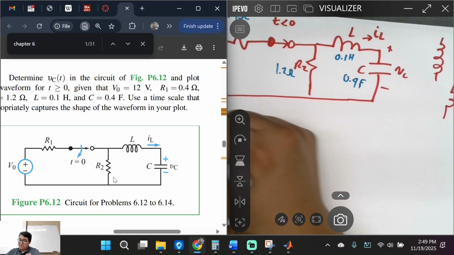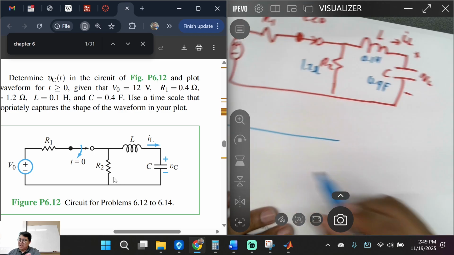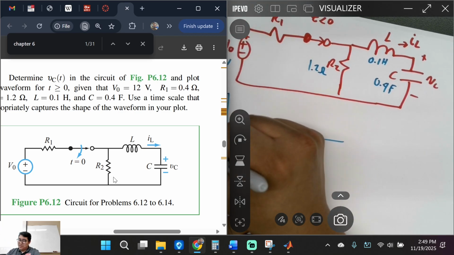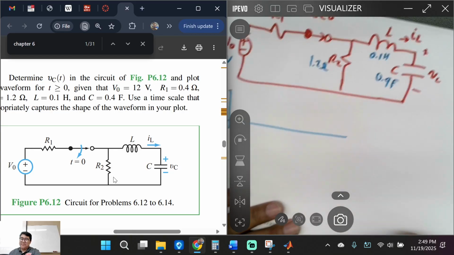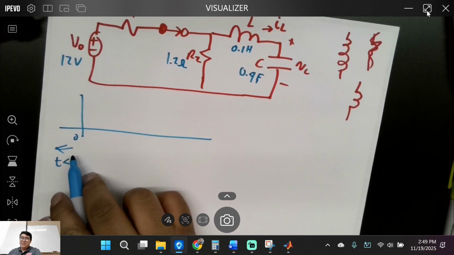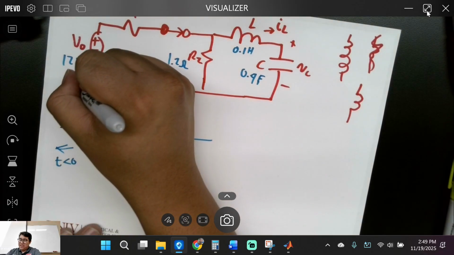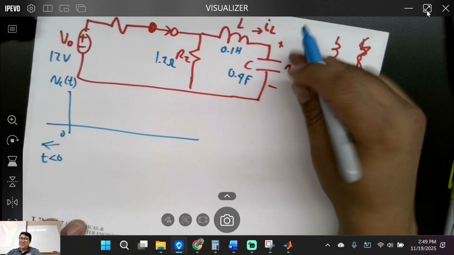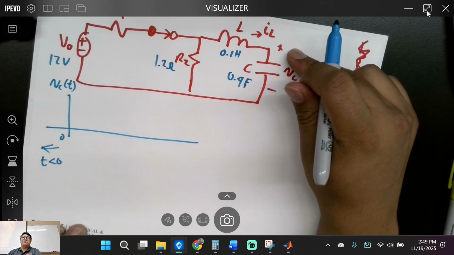So let's draw. Let's have some fun. Before this, t is less than 0, right? Let me just write this over here. And we're trying to calculate VC, we're trying to draw it. What does this look like on an oscilloscope?